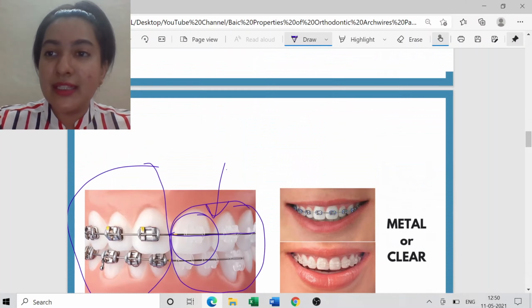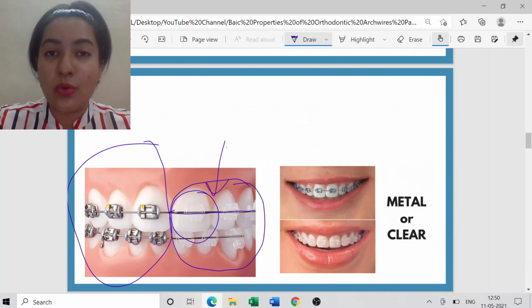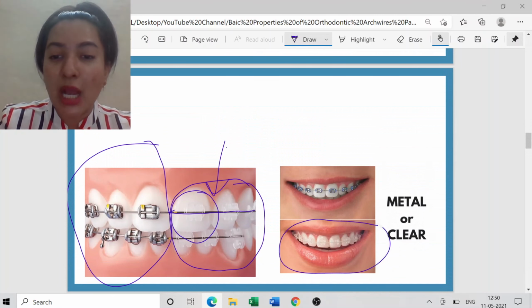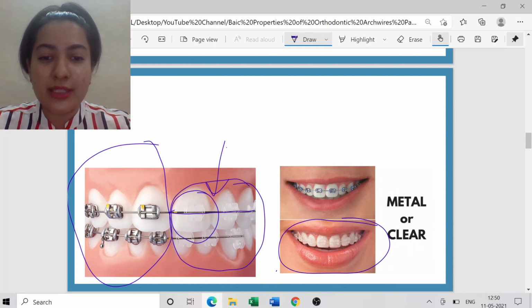And now we have these clear brackets and clear wires. After doing the orthodontic treatment, or during the progress of orthodontic treatment, this is how the patient looks. Do you see how inconspicuous? Can you actually visibly see or appreciate that the patient is undergoing orthodontic treatment in this particular figure?